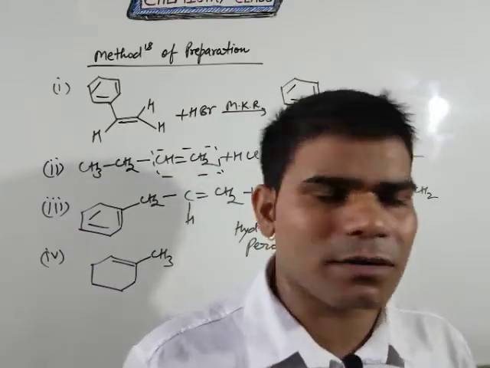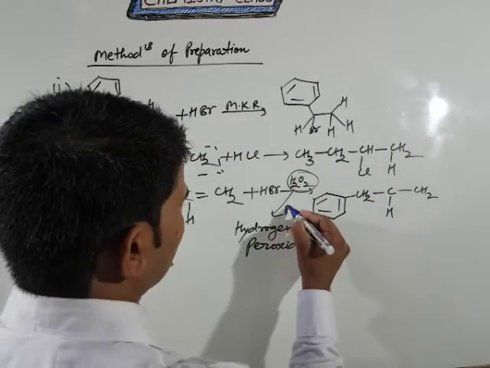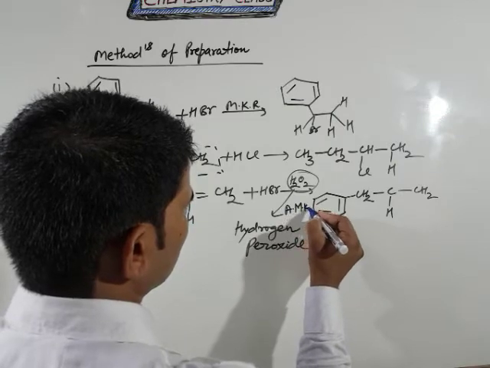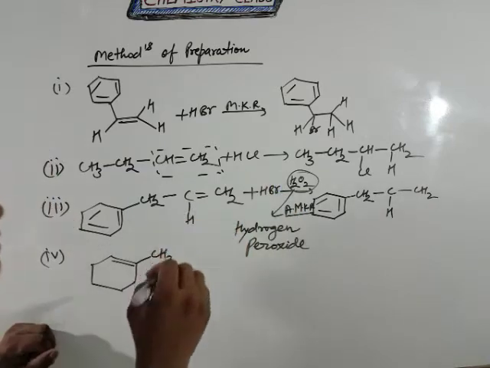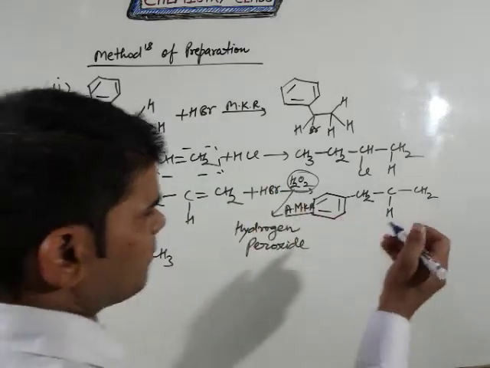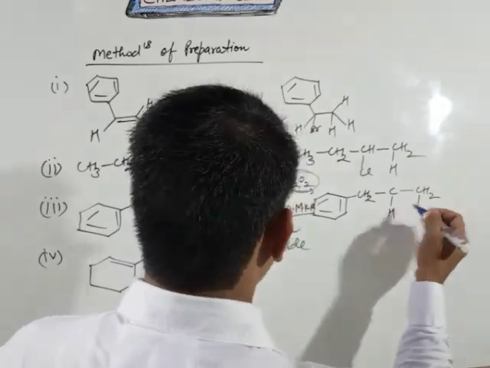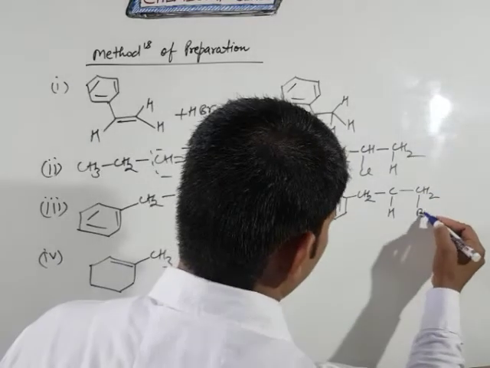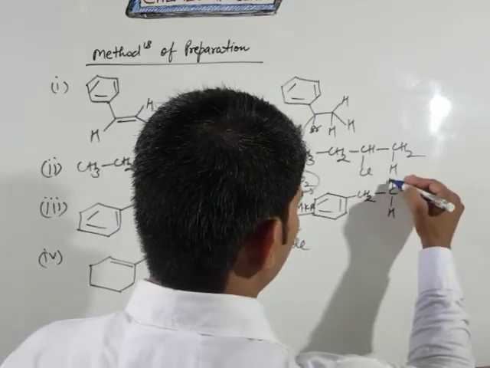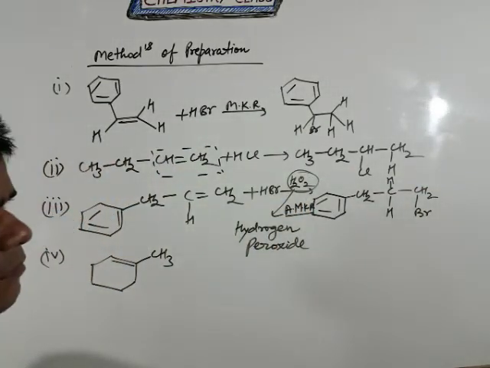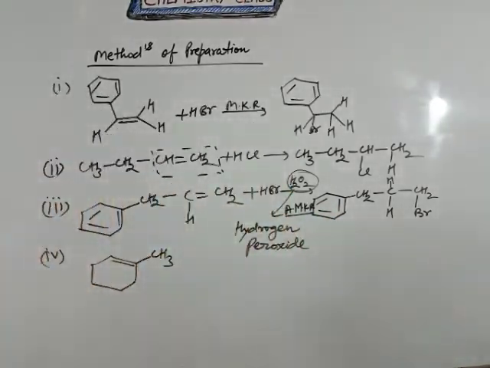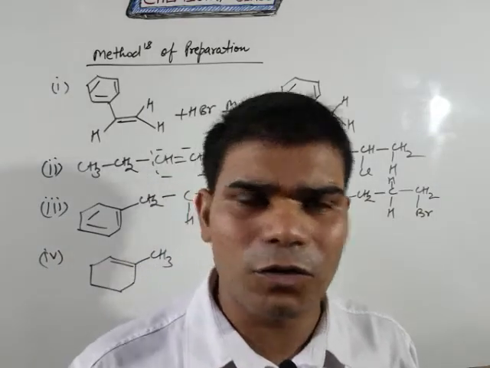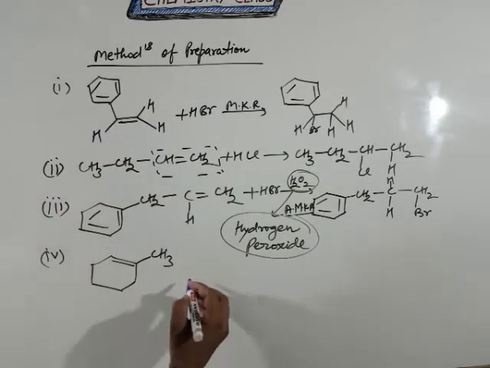Under the hydrogen peroxide, it will follow the anti-Markovnikov rule. That means the carbon with fewer hydrogens cannot attach to the nucleophile. In this case the carbon with more hydrogens attaches to the nucleophile, and the remaining hydrogen attaches to the other carbon atom. Clear? This is the meaning of the anti-Markovnikov rule. So students, remember, if peroxide is present, the reaction will follow the anti-Markovnikov rule.